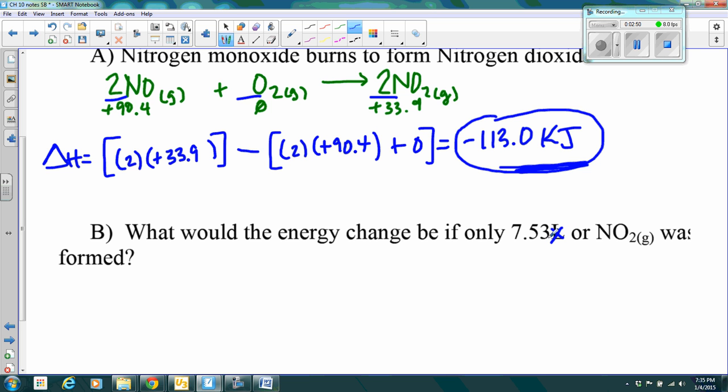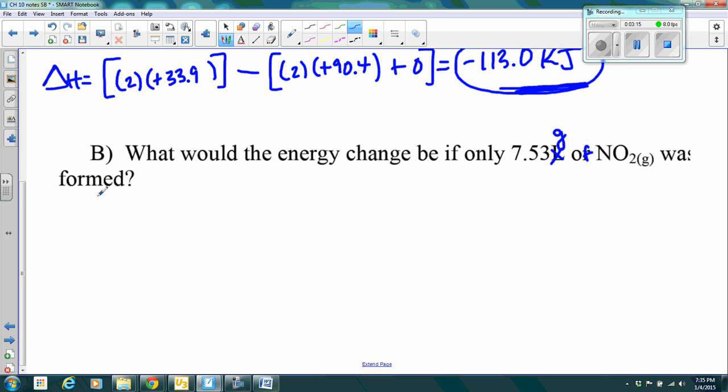I'm not sure if your notes have changed, but this should say 7.53 grams, not liters. Okay, so what would be the energy change if I only have 7.53 grams of nitrogen dioxide that was formed? Well, I have 7.53. I don't know how much that is of a mole, but I am going to change that into moles.